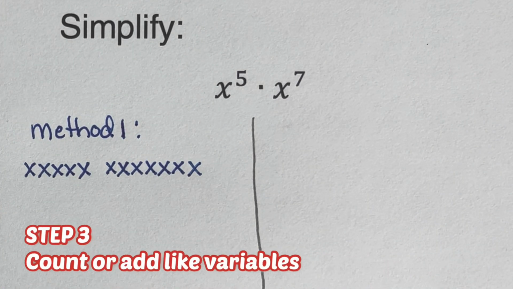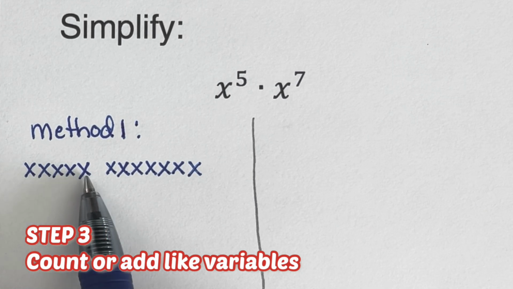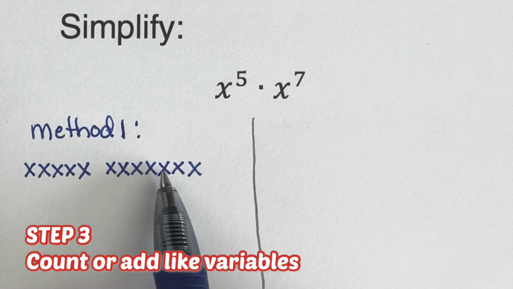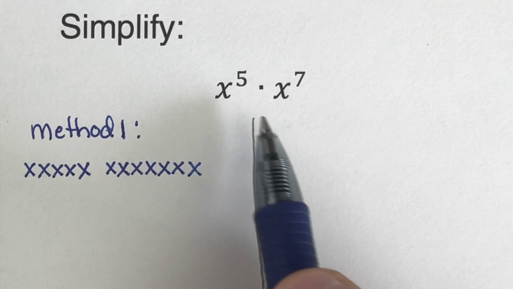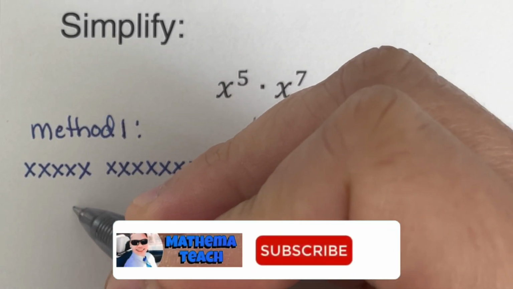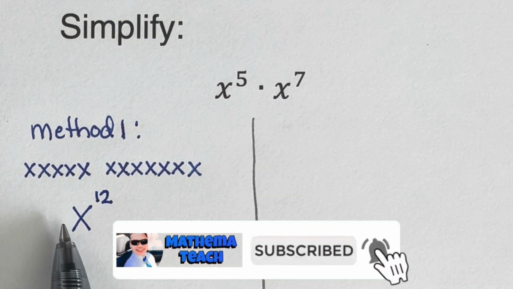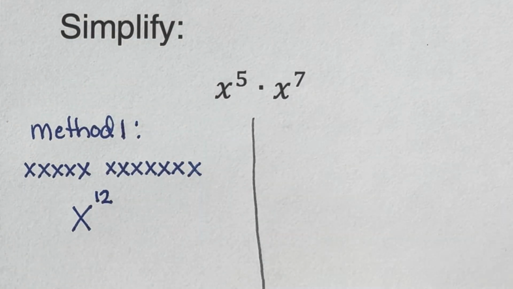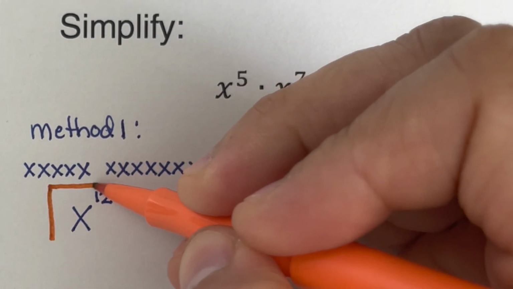The third step states that we're supposed to count or add like variables. Like variables means letters that are the same. So in this case right here, we have 1, 2, 3, 4, 5, 6, 7, 8, 9, 10, 11, 12. This means that our simplified version would be x to the 12th power. Now remember, there was a coefficient of 1, but we don't need to write the 1 in there. So this is our first method.